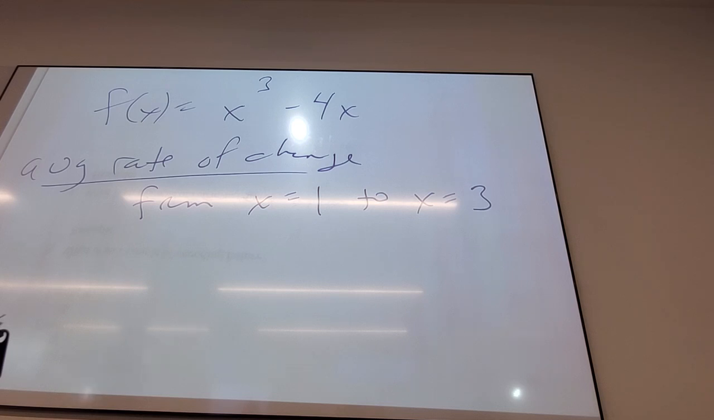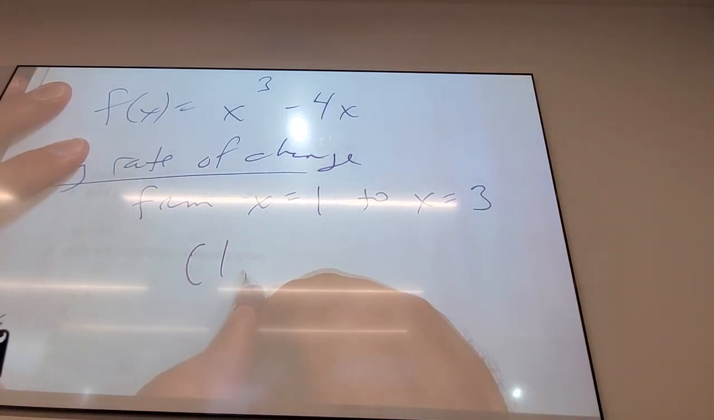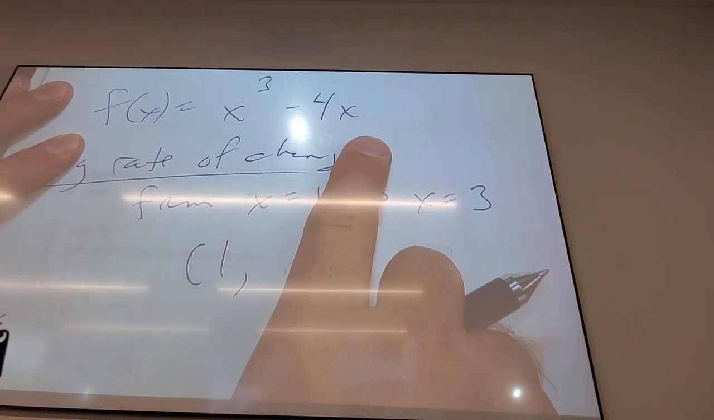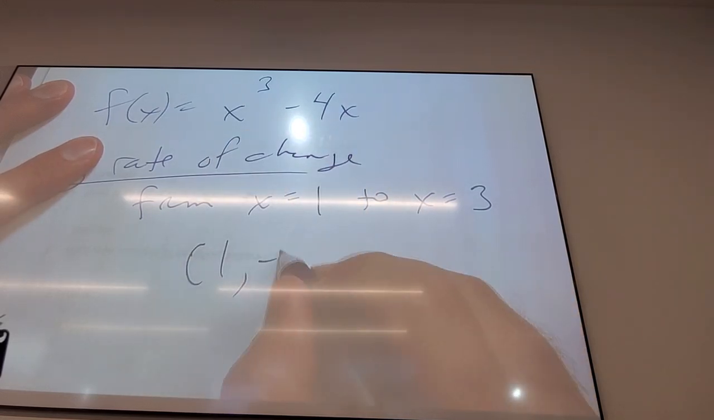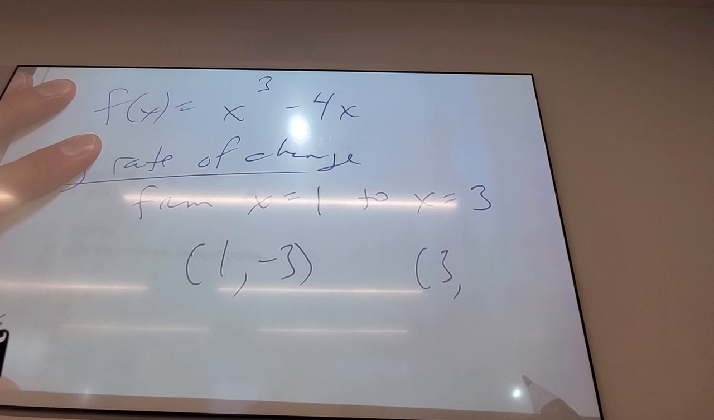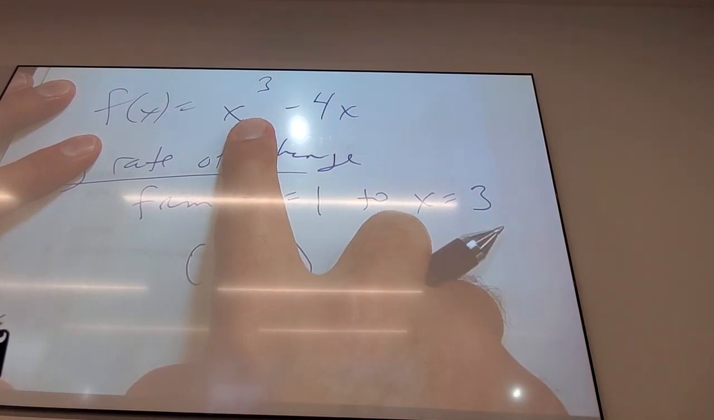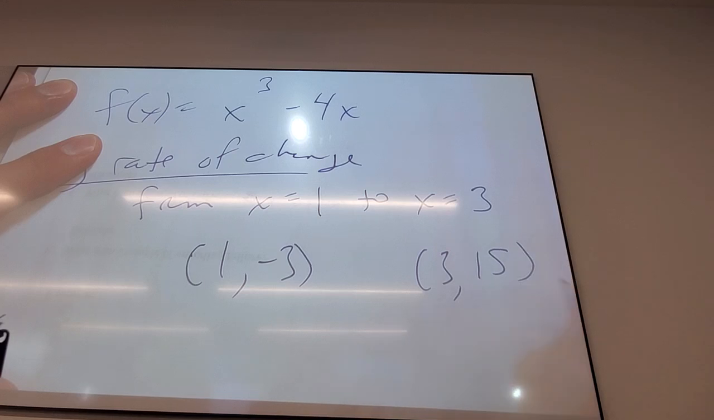I didn't complete the point in each case. If I know x is 1, plug it in. So what are these points then? 1 comma what? Yeah, 1 comma negative 4. And 3 comma what? What's 3 cubed? 27 minus 12? 15. Can you find the slope between those two?